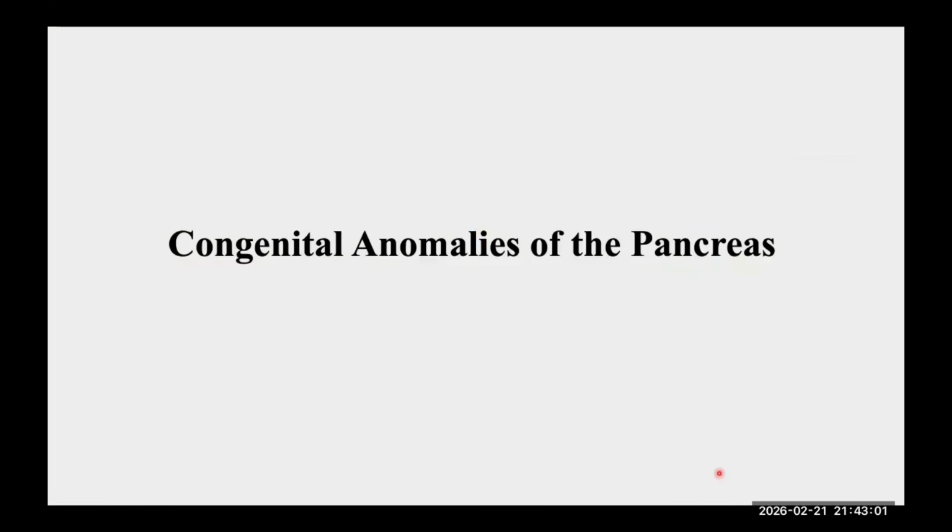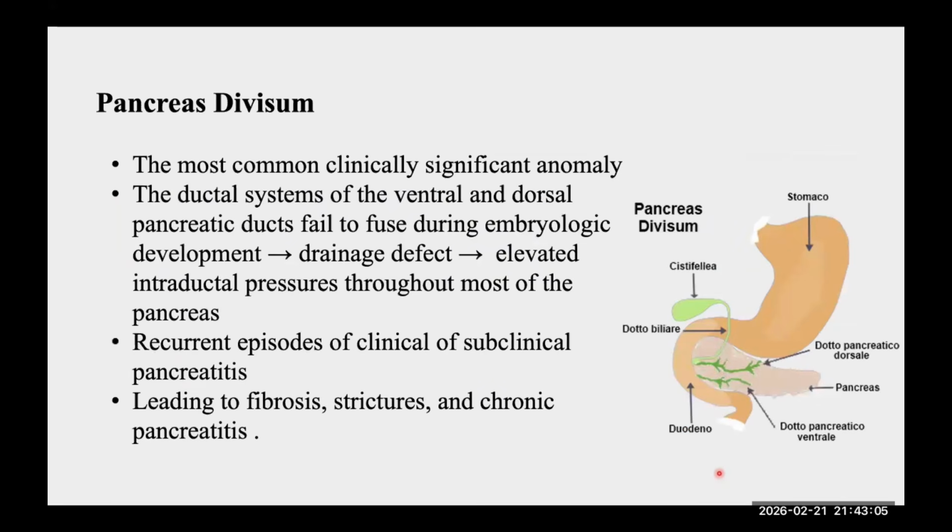Now we're going to start by discussing congenital anomalies of the pancreas. The first condition we're going to discuss is pancreas divisum. Normally, during embryology, we have both dorsal and ventral pancreatic ducts. The dorsal duct drains most of the pancreas, and the ventral duct drains a lesser portion of the pancreas, mainly the head.